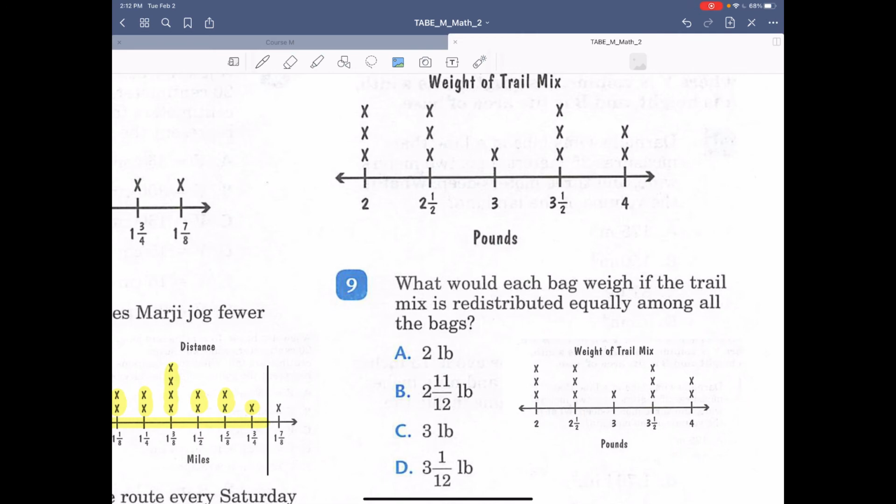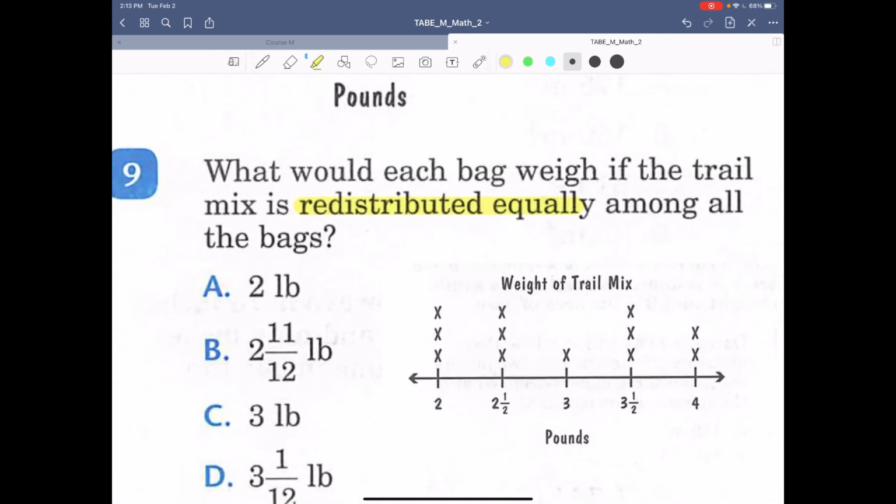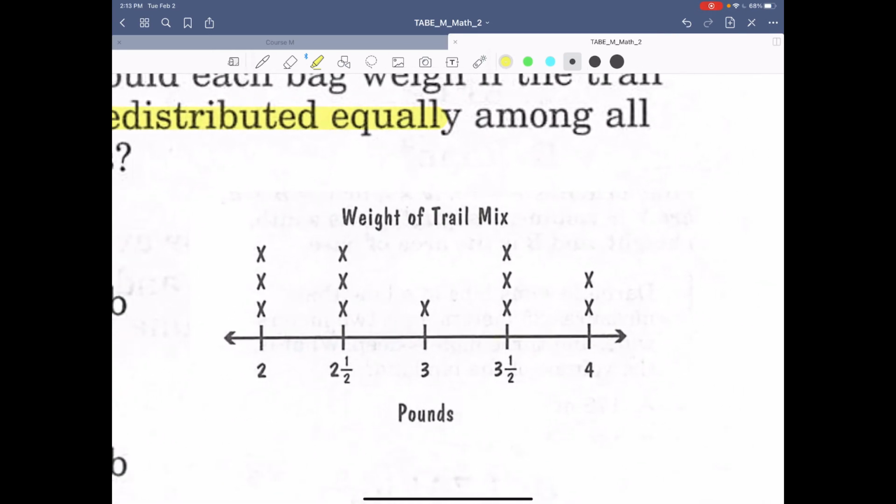What would each bag weigh if the trail mix is redistributed equally among all the bags? Redistributed equally is division. So we're going to have to take the total weight and divide it up evenly. We're going to redistribute the weight. Some bags have 2 pounds, some bags have 4 pounds. So if you draw a bag at random, you might get the 2 pound and your neighbor might get the 4 pound. That's not really fair if we're doing just a random distribution.